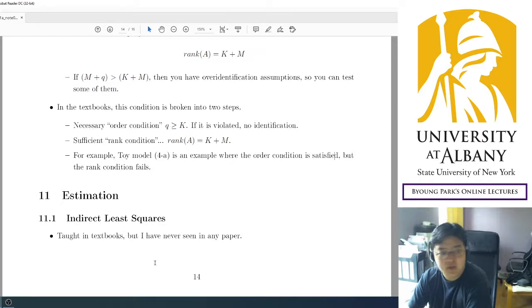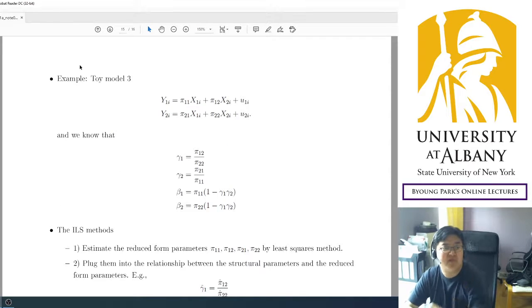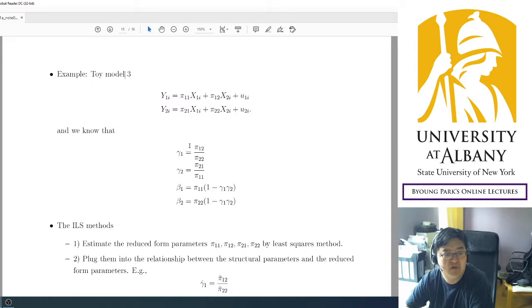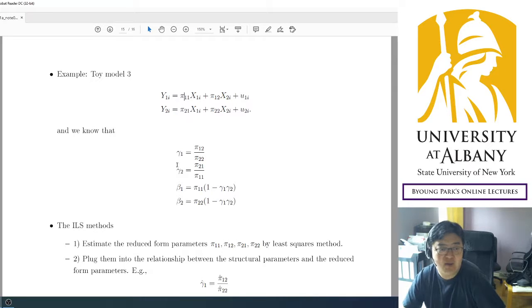Let me see. For example, think about the identified model in Model 3. We learned gamma 1. So you first identify pi 11, pi 12, pi 21, pi 22. You can estimate those four reduced form parameters easily. And then we learned from the identification result that gamma 1, gamma 2, beta 1, beta 2 can be identified by calculating them. So you can just implement this in an estimator.